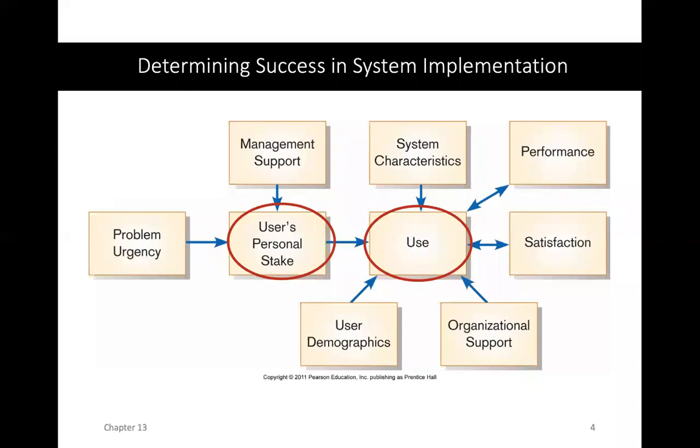There are six factors that influence the extent to which a system is used. So you can see use here in the right-hand red circle. You see those six factors around the outside? Management support, system characteristics, performance, satisfaction, organizational support, and user demographics. Let's look at these in a little bit more detail.